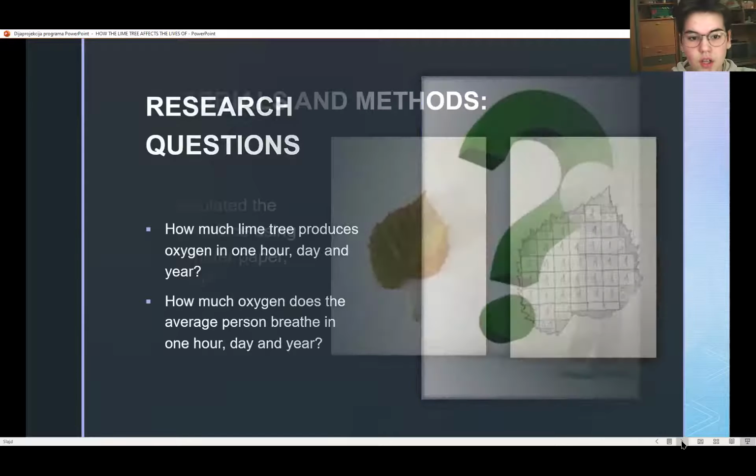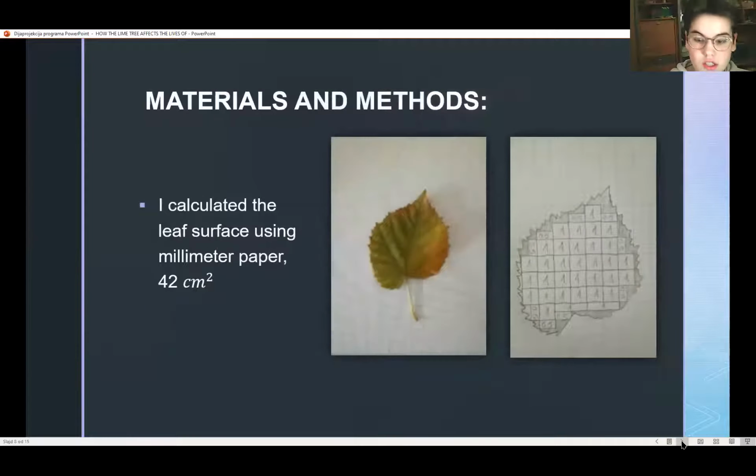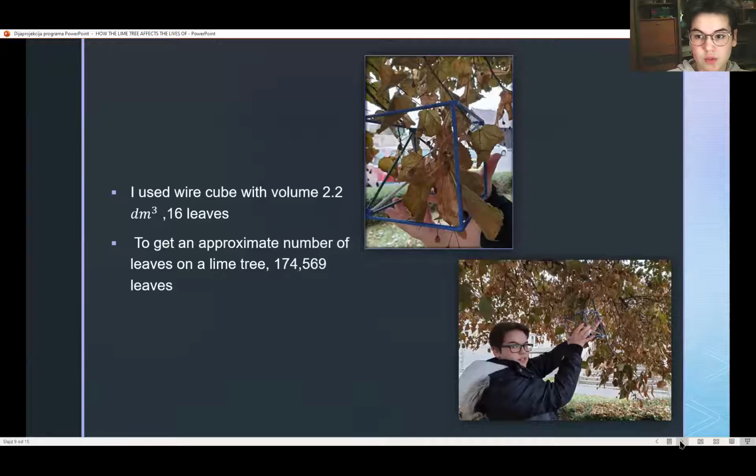So in order to calculate how much oxygen our lime tree produces, I took one leaf and calculated its surface using millimeter paper. As you can see in the photos, I calculated that it is 42 centimeters squared. And in order to get the approximate number of leaves on a lime tree, I used this wire cube with a volume of 2.2 decimeters cubed, and then counted the leaves in it, which is 16 leaves.